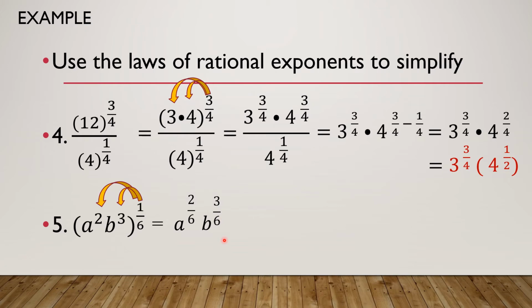Then, i-simplify lang natin po. I-lowest term lang natin yung mga pwedeng i-lowest term. So, A raised to 2 over 6 is 1/3. B raised to 3 over 6 is 1/2. So, this will be your final answer.